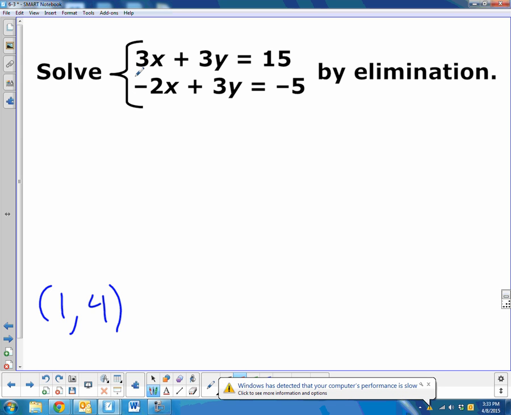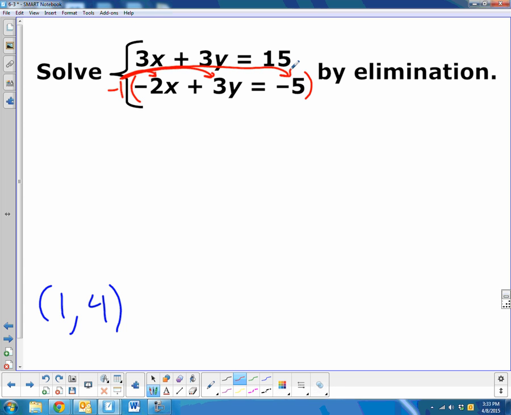So let's multiply this second equation here by negative 1. If I multiply by negative 1, I'm going to distribute through the parentheses to everything inside. There we go. So that second equation, again, I'll rewrite the system here, is going to be 3x plus 3y equals 15. That first equation will stay the same. Now we go to the second equation. Negative 1 times negative 2x, a positive 2x. Negative 1 times a plus 3y, minus 3y, which is what we want. And negative 1 times a negative 5, a positive 5.